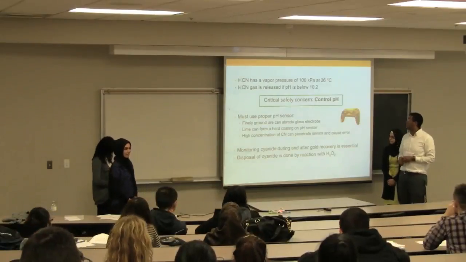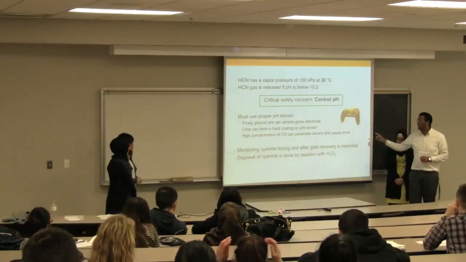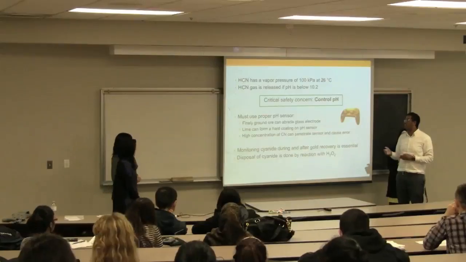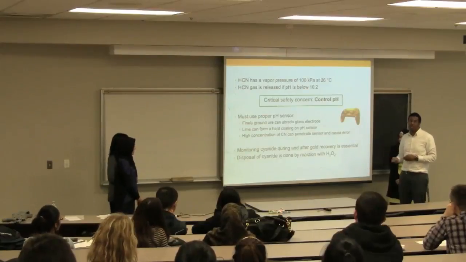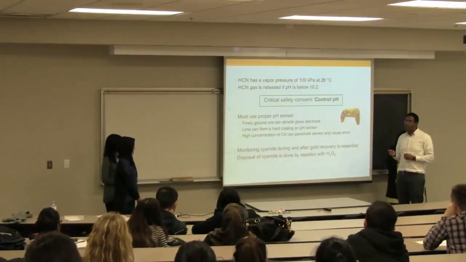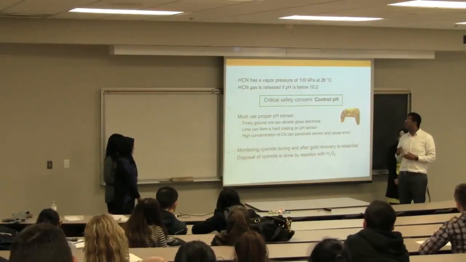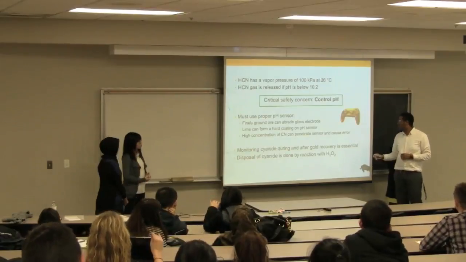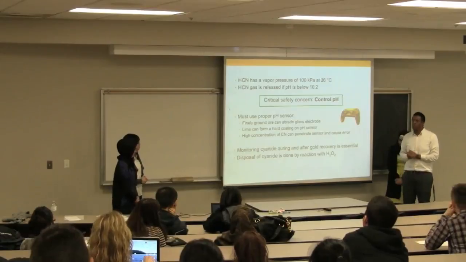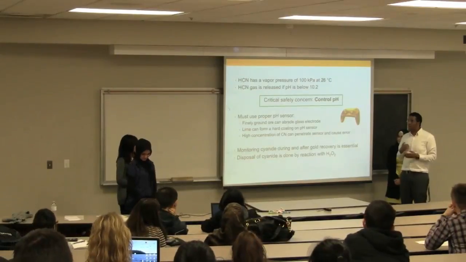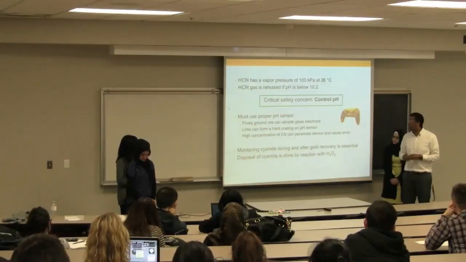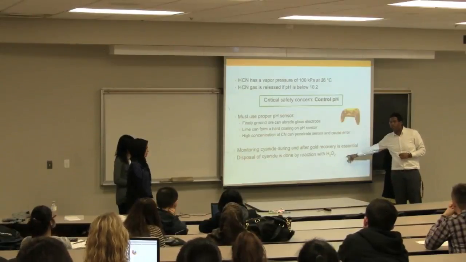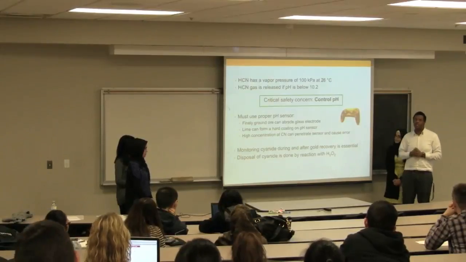So our critical safety concern is we must control pH, but we must also use a proper pH sensor, because finely ground ore can abrade the glass electrode, and lime can foul the sensor, which can cause faulty readings. As well, the high concentration of cyanide ions can penetrate the sensor and cause error. So we must monitor the cyanide during and after the gold recovery process. When disposing of the cyanide, we react it with hydrogen peroxide to form cyanate, which is 1,000 times less toxic than cyanide.